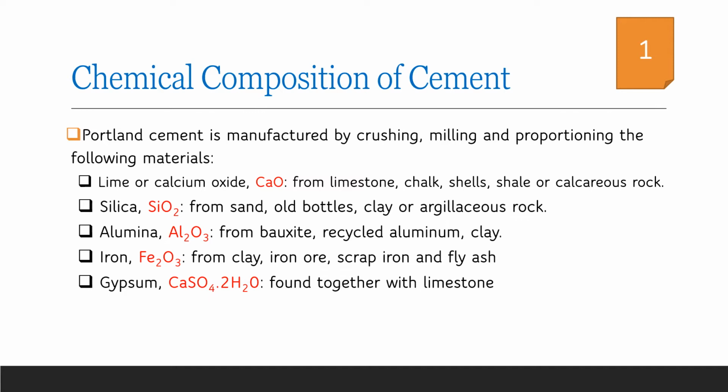We can have other ingredients such as alumina, iron and gypsum. Alumina means aluminium oxide, which is obtained from bauxite or recycled aluminium. Even it is present in clay. Iron or iron oxide Fe2O3 is obtained from clay or iron ore or scrap iron or fly ash, which is a byproduct obtained during the manufacture of iron. Then we have gypsum, that is calcium sulfate, which is also found together with the limestone.